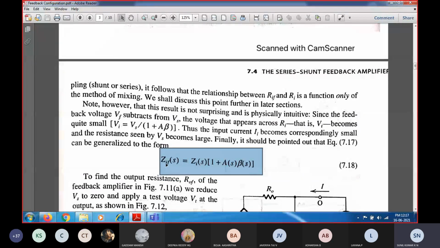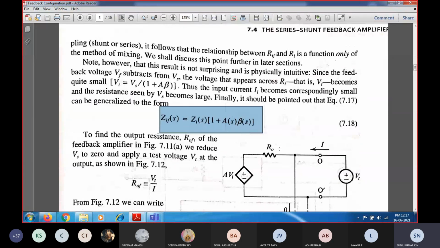So I am going to find out the input impedance. I can write it as Zif of s, which indicates a frequency dependent, complex frequency variable. So I am going to have Zi of s into 1 plus A of s into beta of s. So this is a generalized expression. This is about the input impedance increasing by a factor of 1 plus A of s into beta of s.